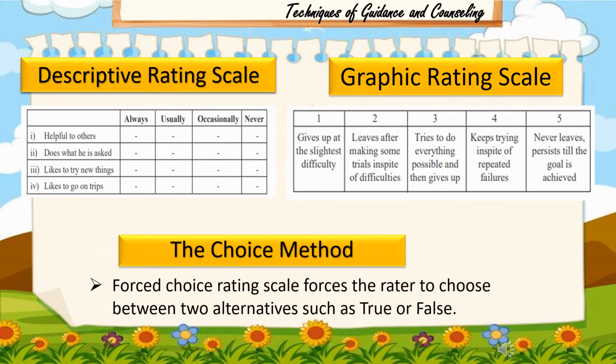For the forced choice method, the forced choice rating scale forces the rater to choose between two alternatives, such as true or false. These two alternatives appear to be similar. Nevertheless, only one statement reflects the presence or absence of the trait. The rater is forced to make a choice. A number of such statements are given, and the rater has to choose only one of the two from each pair. So when the rater chooses A or B, his or her exact opinion is sought.